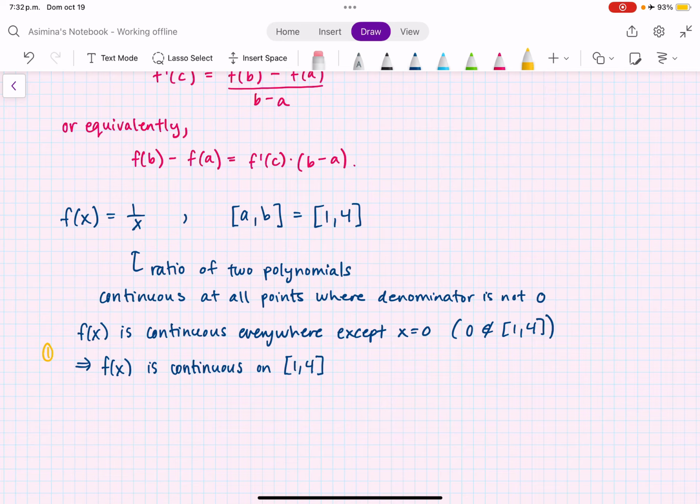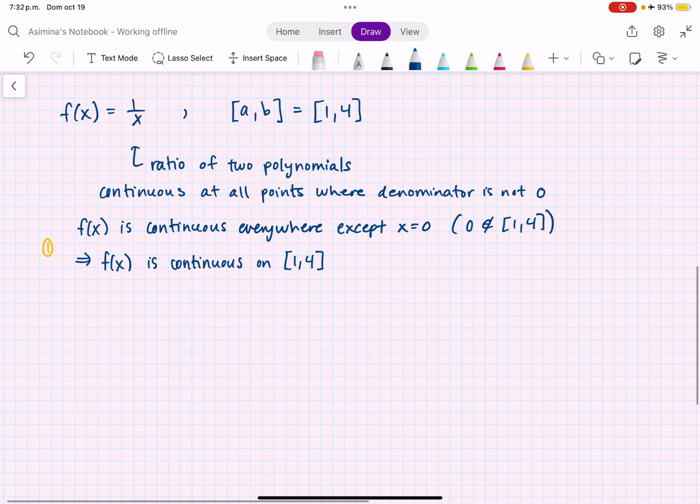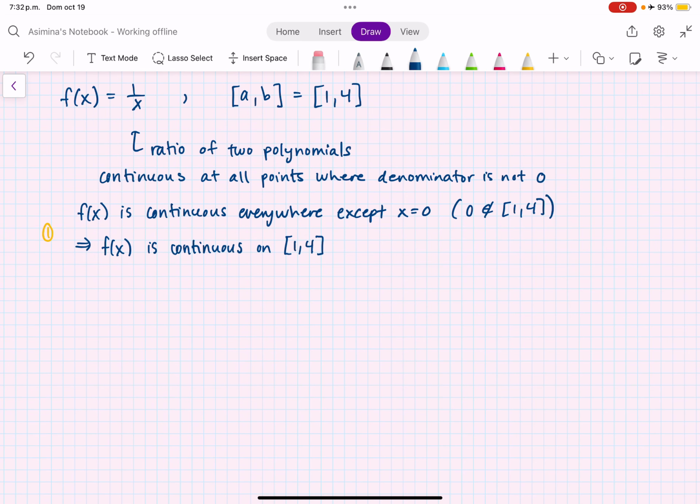Now we want to check condition 2, which is that f of x is differentiable on the open interval a, b. So what does it mean for a function to be differentiable at a point? Well, a function is differentiable at a point, let's say at a point a, if f prime of a exists, meaning the derivative exists at that point. So if we want to know if f of x is differentiable on an interval, that means that the derivative exists for all values in that interval.